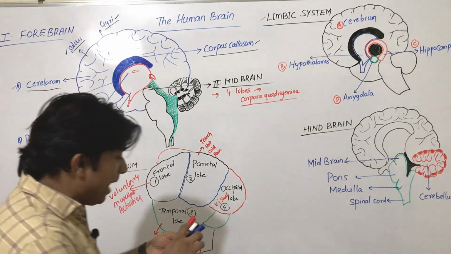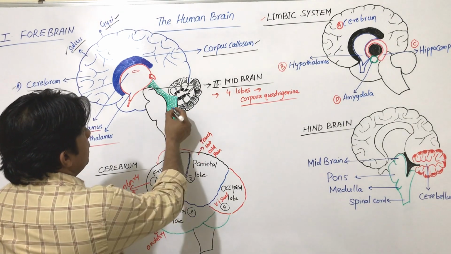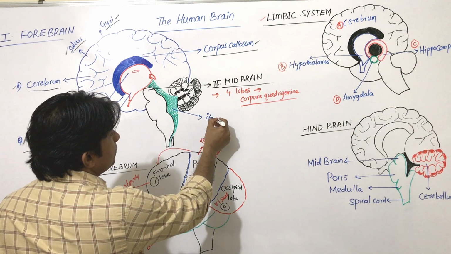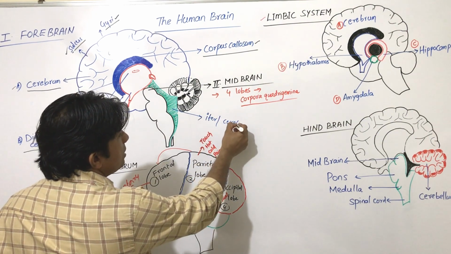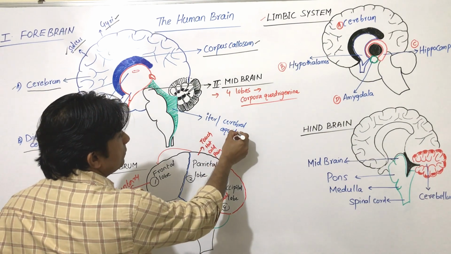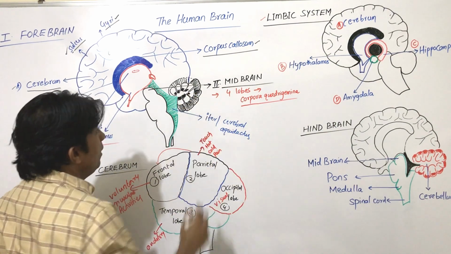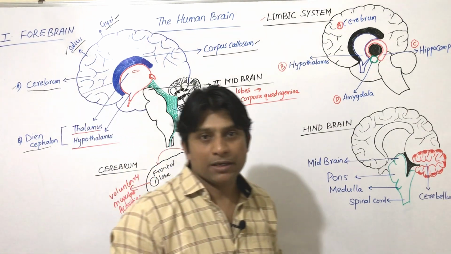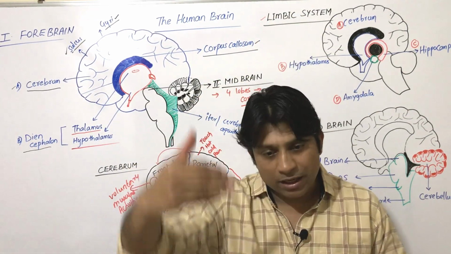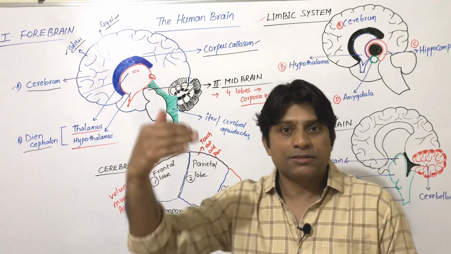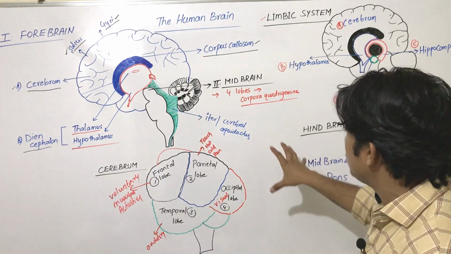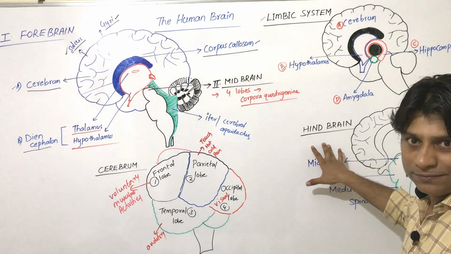Next, in the midbrain, there is a space, and this space in the midbrain is called iter, or cerebral aqueduct. Cerebral aqueduct is a space present in the midbrain, where cerebrospinal fluid passes to the fourth ventricle through this iter or cerebral aqueduct, right? Next, coming to the last, hindbrain.